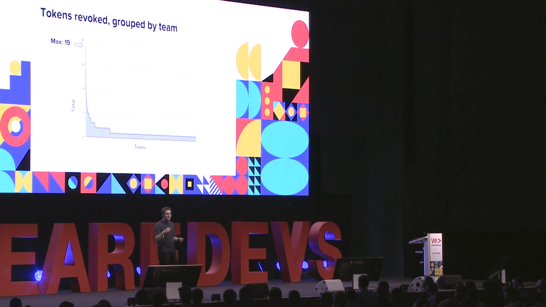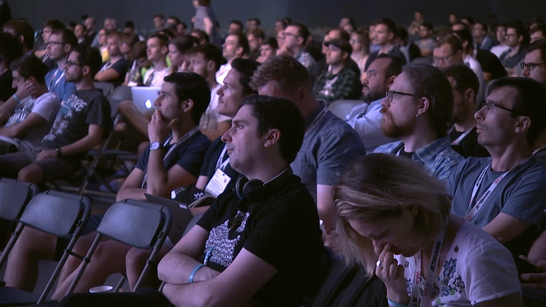Another interesting metric, we grouped by team. So you can see at the very top, there is one team that had 19 total different tokens revoked.